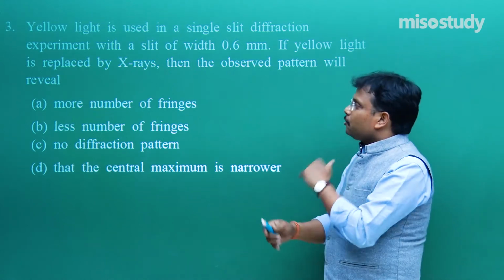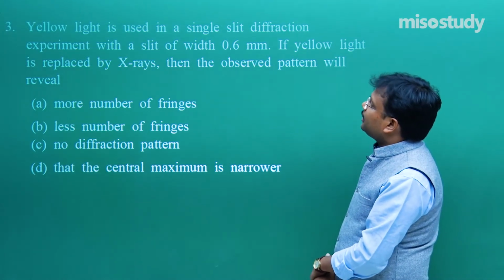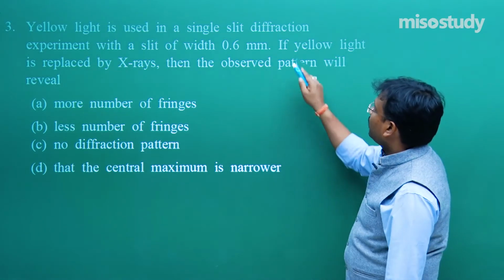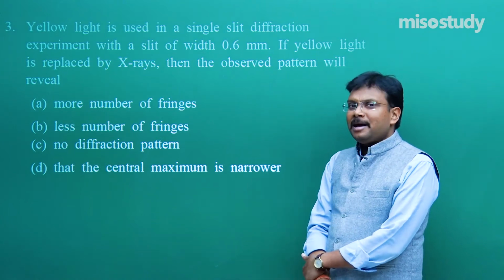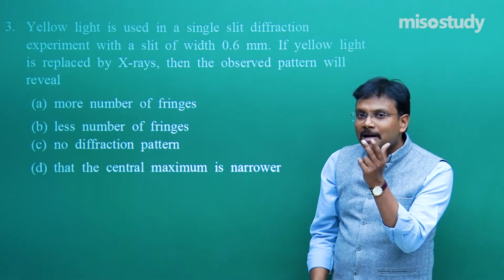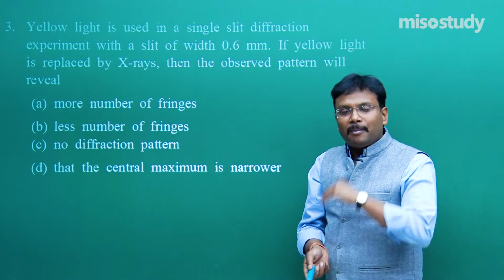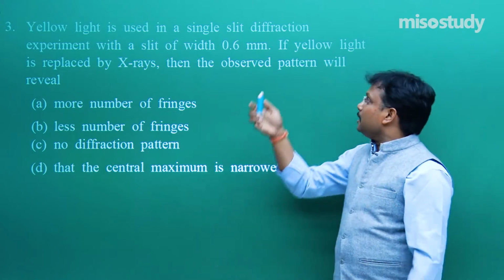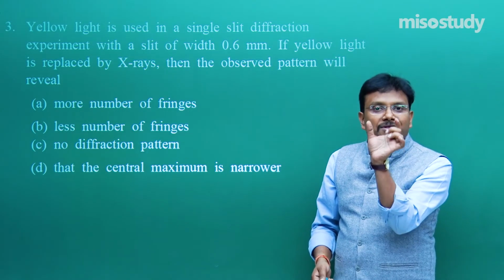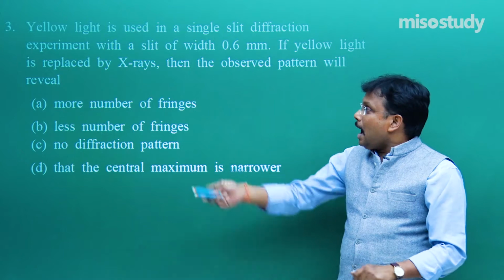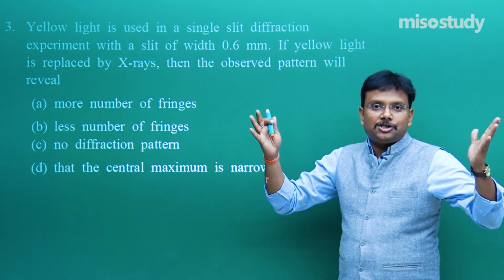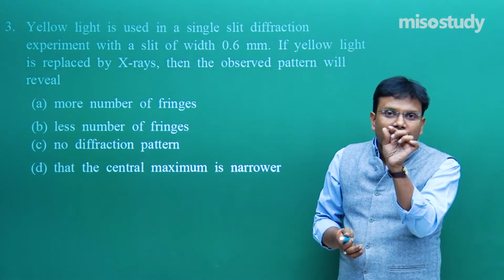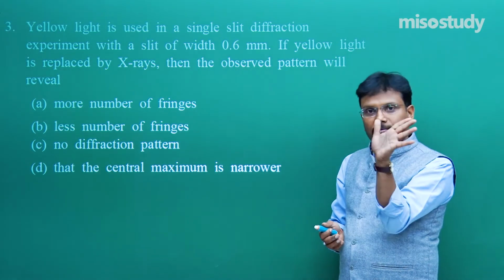So yellow light is used in a single slit diffraction experiment with a slit of width d. Numbers are not so important. If yellow light is replaced by X-rays, what exactly is replaced? Not the light, but indirectly the wavelength has been changed. Yellow light means between 4000 to 7000 angstrom, and X-rays have a huge amount of energy, so the wavelength is very small. So you can say the value of wavelength decreases sharply, fine.